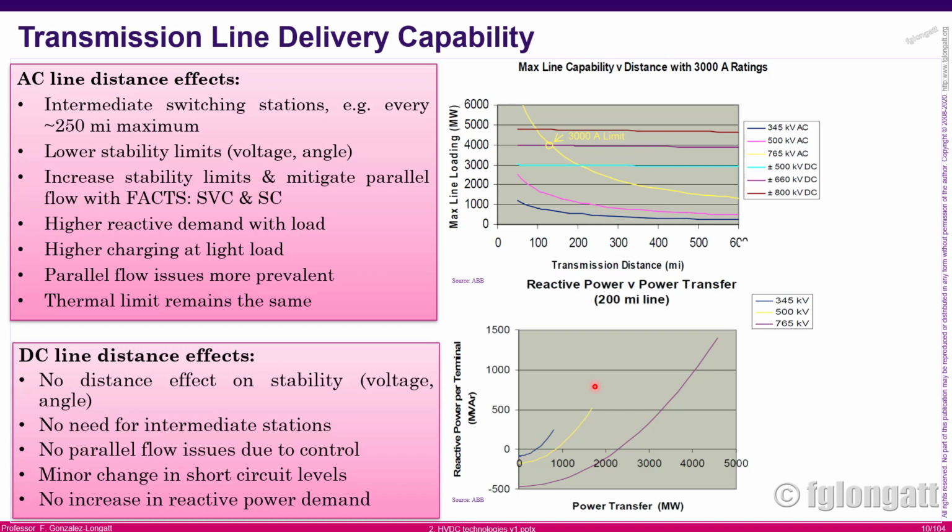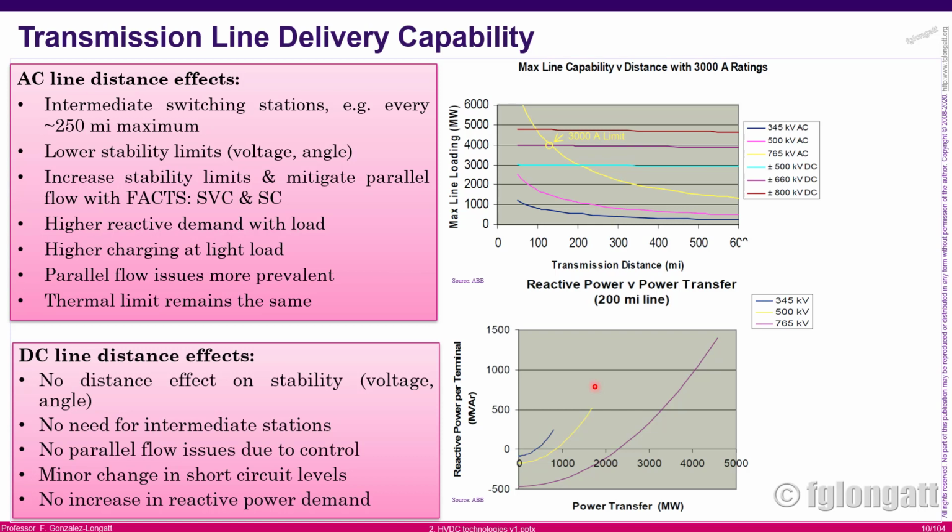Coming back to my DC systems, they are not limited, or the limitation is so high that we don't consider it. There is no distance limitation for a DC transmission line, okay? And also there is no distance effect on the stability in terms of voltage or angles, because there are no voltage or angle when we are using DC systems, okay?